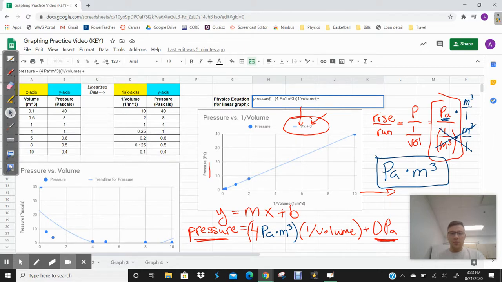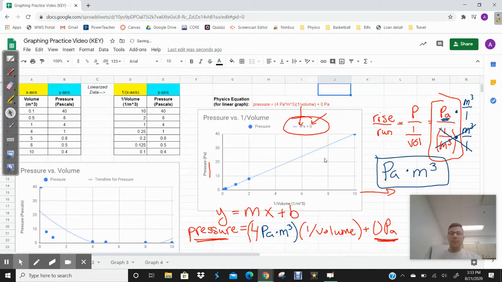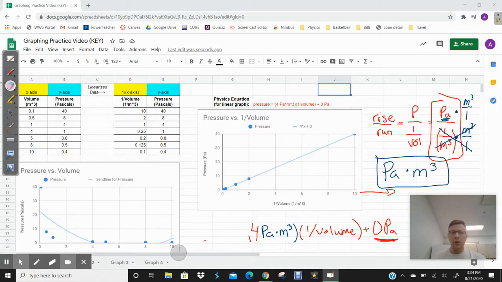plus 0 pascals. Okay, so this right here, I'm going to go ahead, we'll make this red here. That is your physics equation for this linear graph right there. Now, I just copied what we had down at the bottom, but you'll just type it in on your assignment here, okay? Now, let's go ahead and erase all this, and then I'm going to move on to the next one.